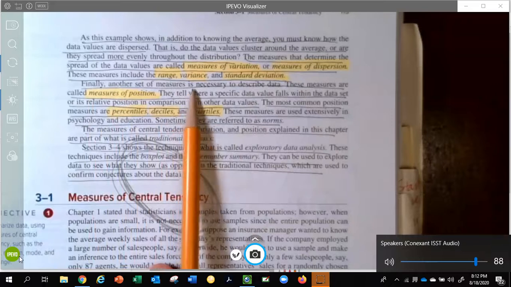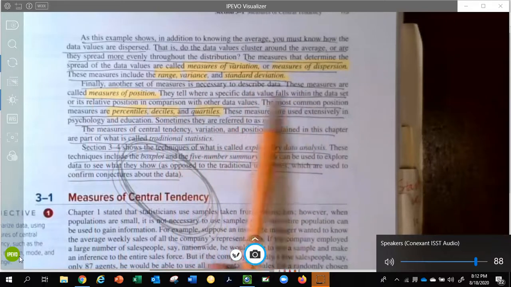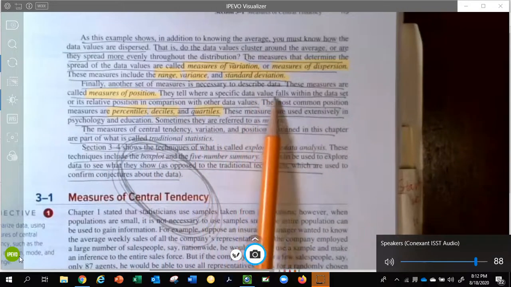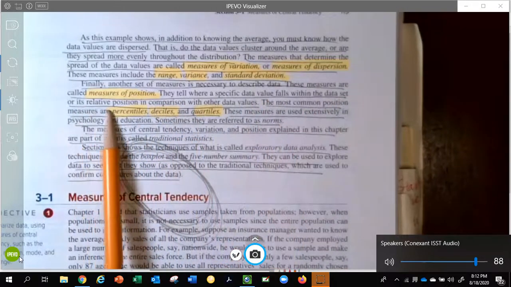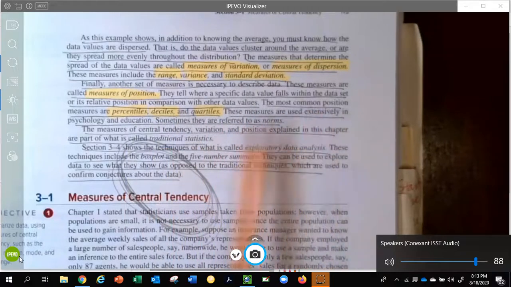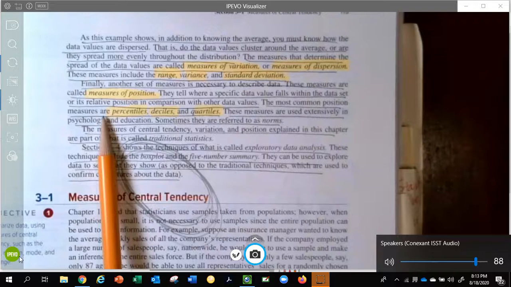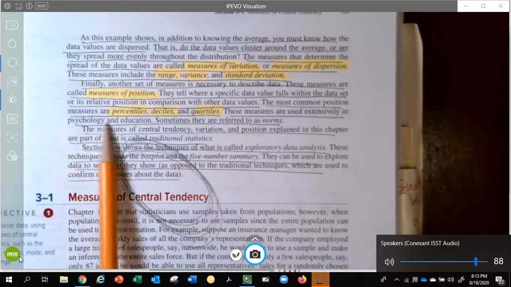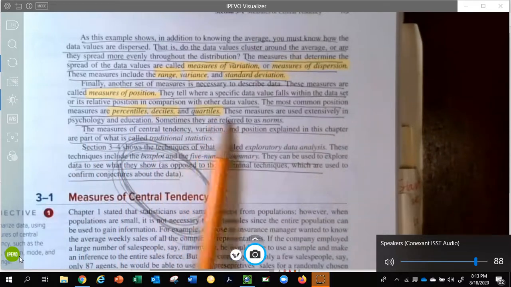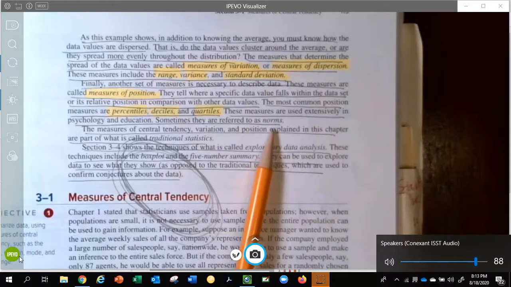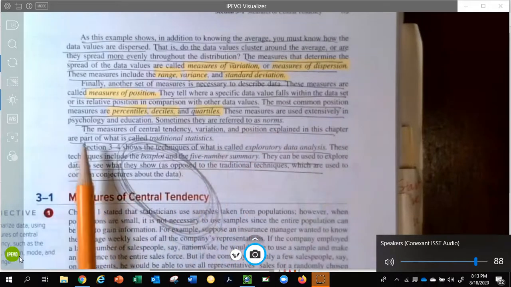Finally, another set of measures is necessary to describe data. These measures are called measures of position. They tell where a specific data value falls within the data set or its relative position in comparison with the other data values. The most common position measures are, and you don't have to write these down, percentiles, deciles, and quartiles. These measures are used extensively in psychology and education, and sometimes they are referred to as norms. Remember when I started this video, the first thing that we had underlined and actually highlighted was talking about we're going to summarize data. These are some ways we're going to do that.